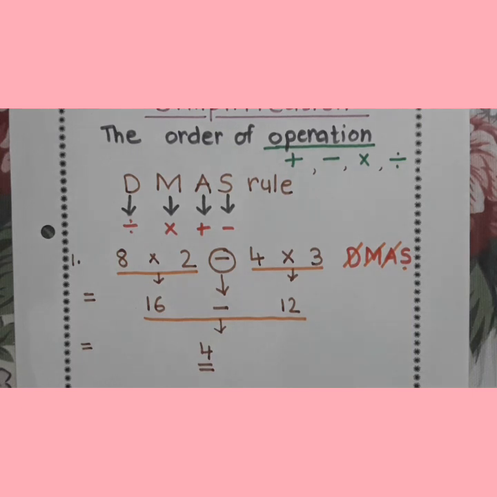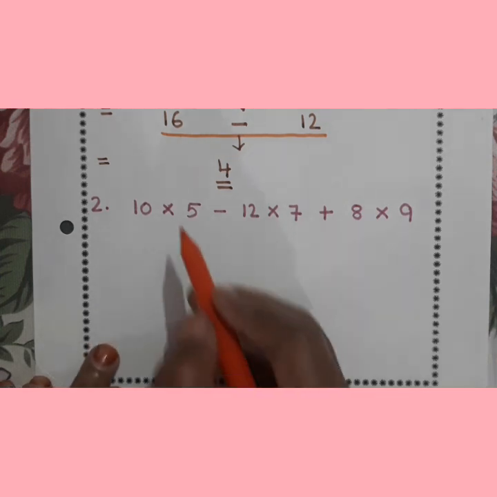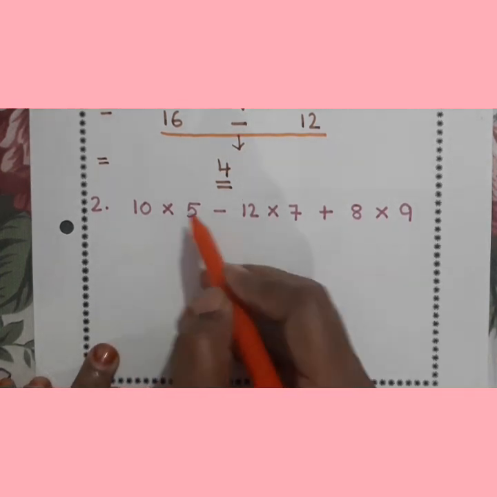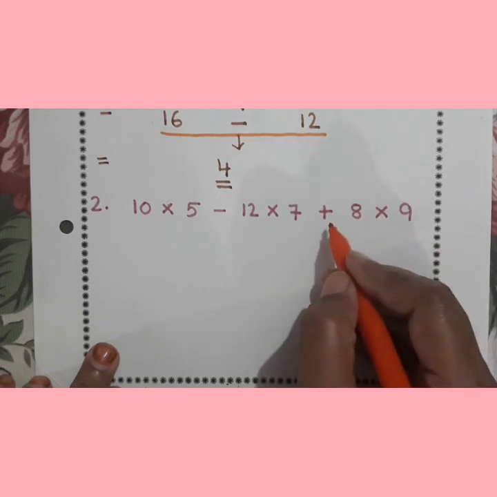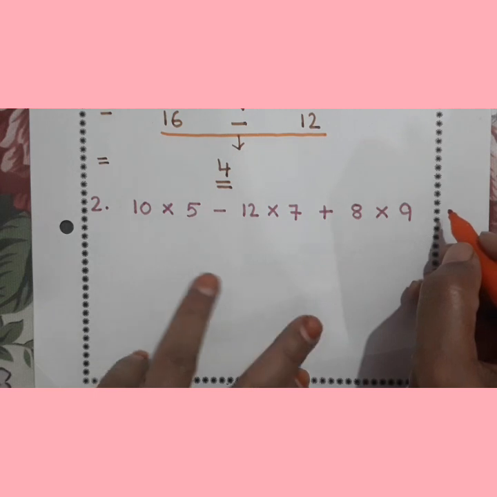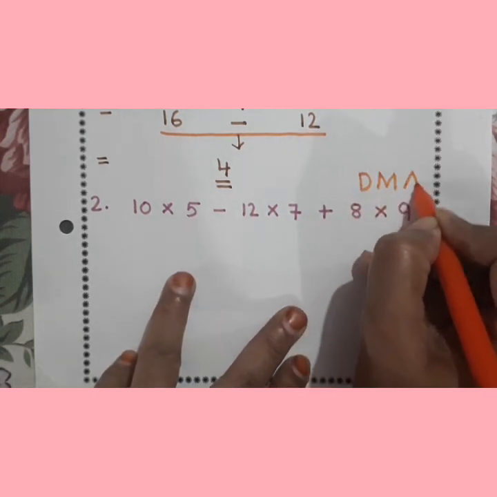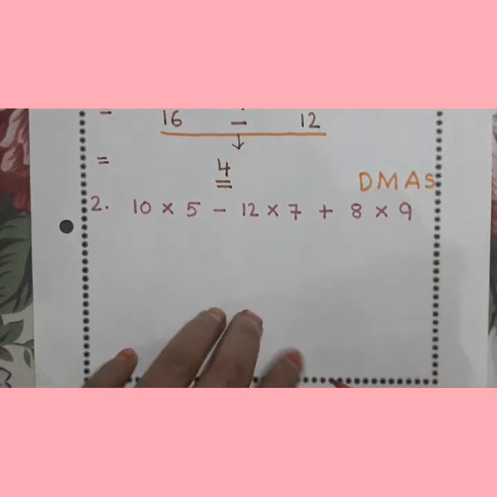Alright. I'll be taking up the second question, which will be a little different. It looks quite big, but it's not so. So now, in the second question, you will see you have three operations involved. And which are those three operations? You can see a multiplication, subtraction as well as addition. So according to the rule, what are we supposed to write? First write down DMAS. DMAS.